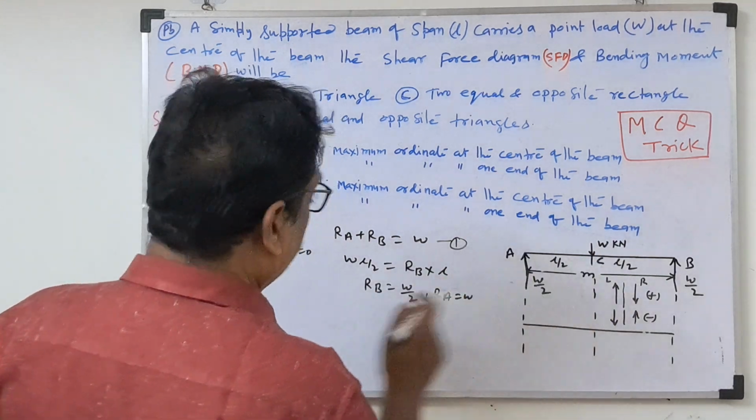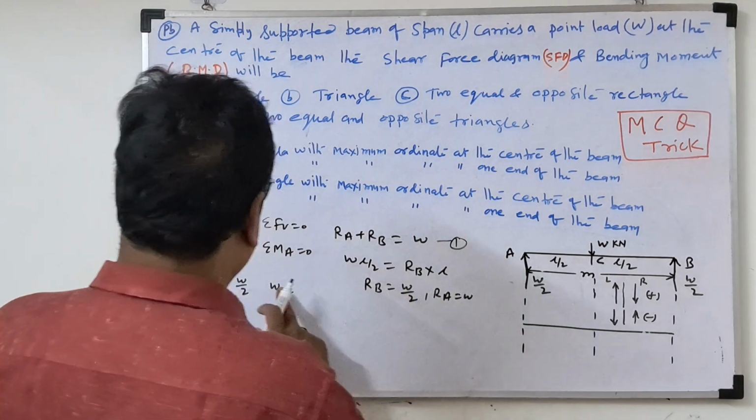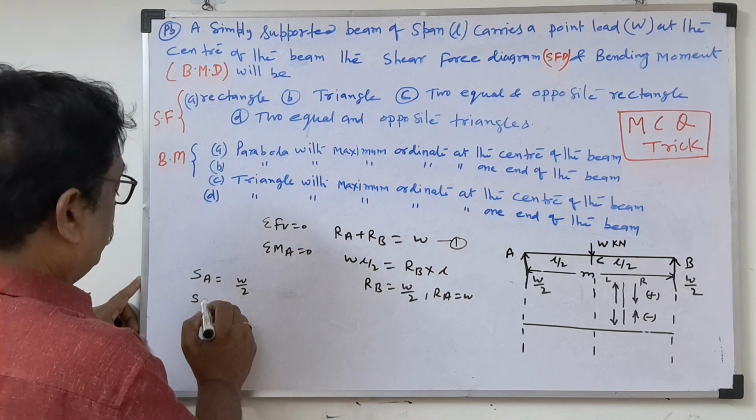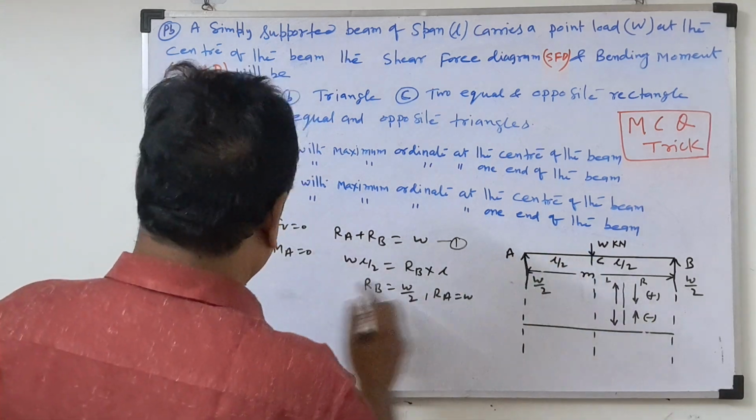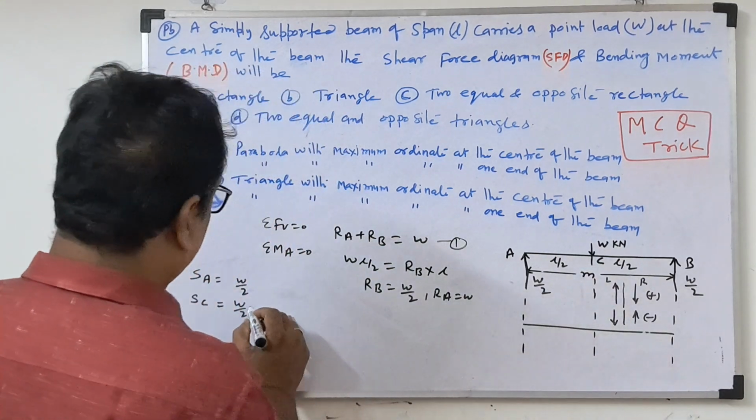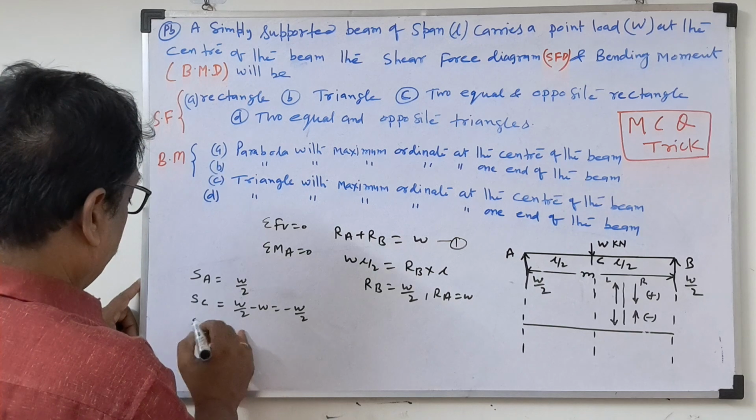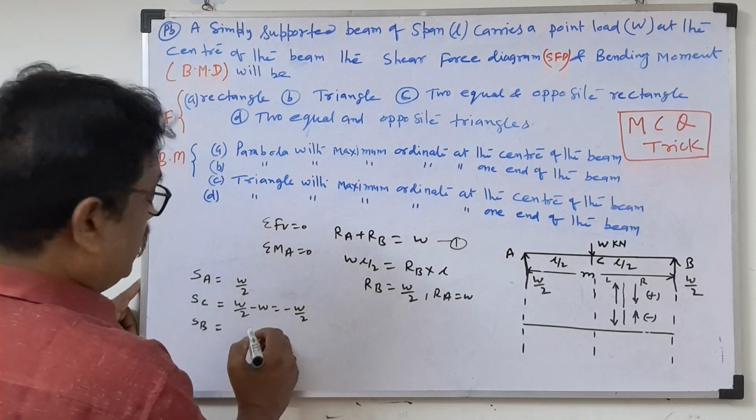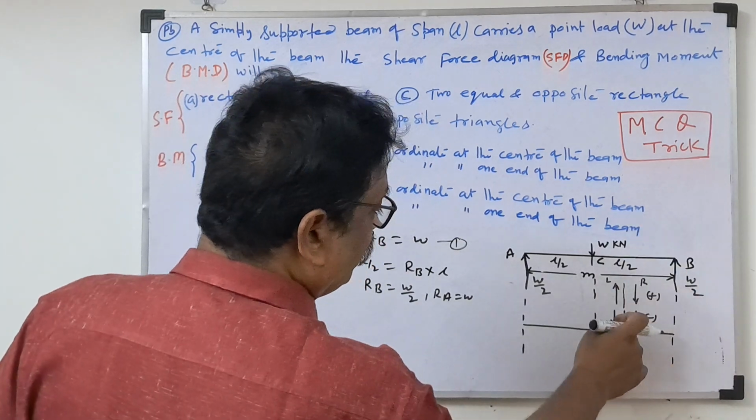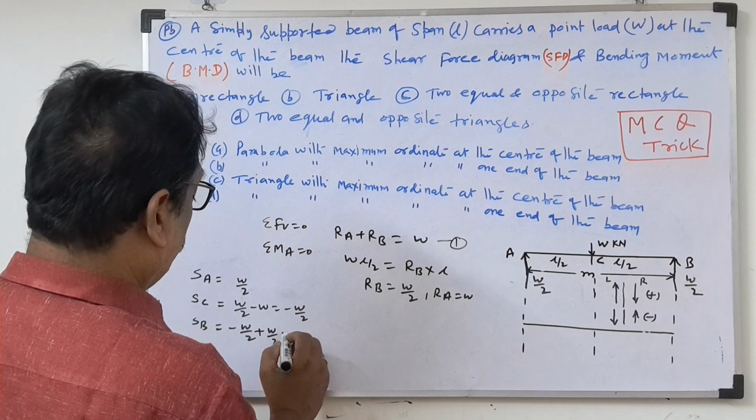That is the shear force at A. Now the shear force at C. So we will see the shear force at C. Here what is there? W by 2, and this point load is minus W. So it will come minus W by 2. Then SB, the shear force at B, will be this minus W by 2 up to there. Then the upward force on the left side will be positive, plus W by 2, so it will be 0.